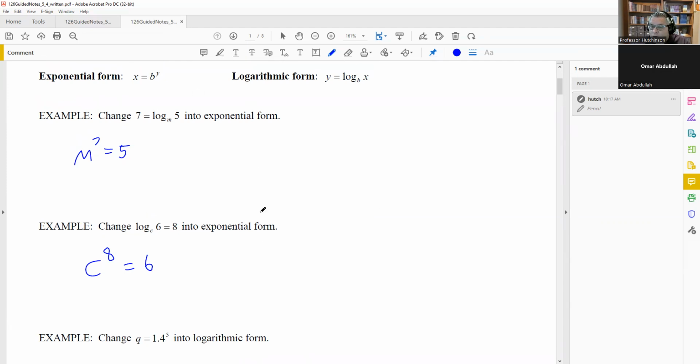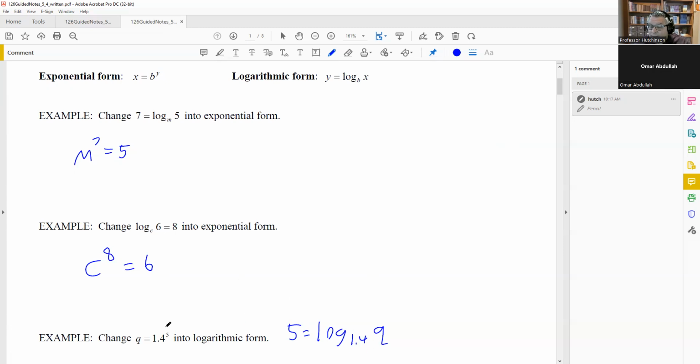Okay, now I'm going to leave this up here at the top so we can do this one. We want to change q equals 1.4 to the fifth power into log form. If you're going from exponential to log, then the base of the exponent becomes the base of your log. The y goes after the equal sign, and then the x goes inside the log. So for this one, I'm going to first start by putting in a log base of 1.4. Then the 5 is going to go after the equal sign, and I put the q left over right there.